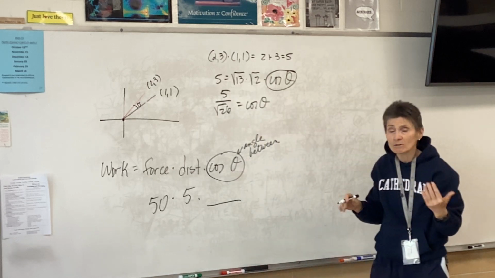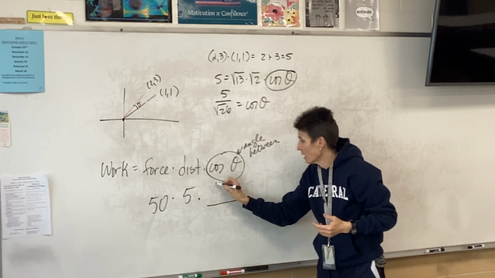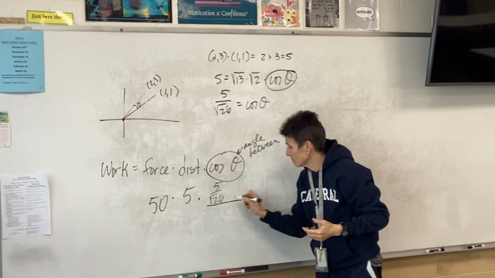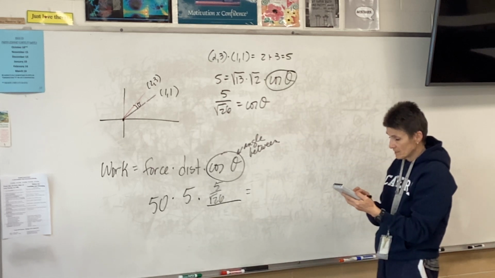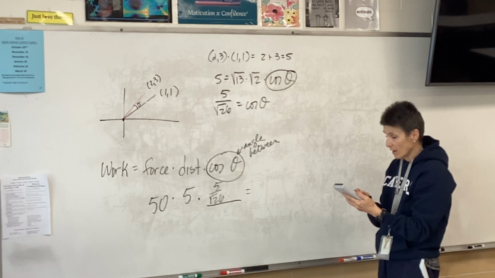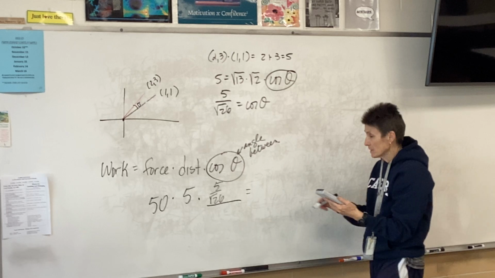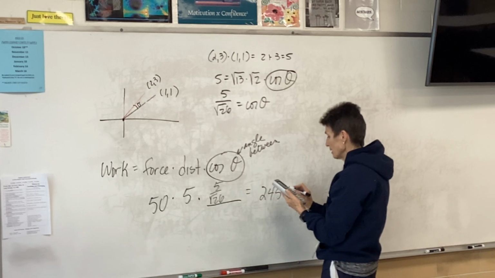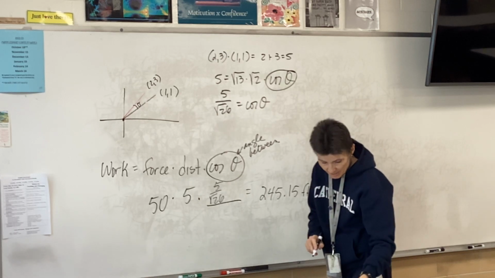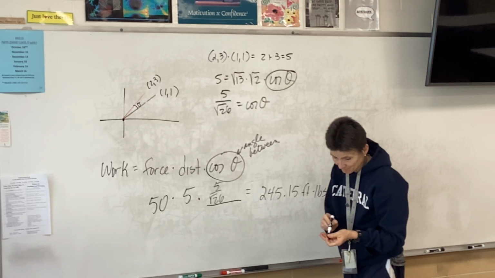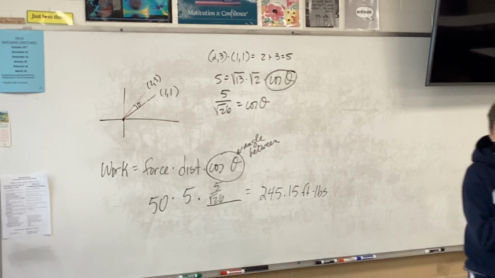Now you could find that angle, you don't need it. All you need is its cosine, and you know its cosine is 5 over root 26. So the answer to the problem is 50 times 5 times 5 divided by the square root of 26. So 245.15 foot-pounds is the answer to the question.